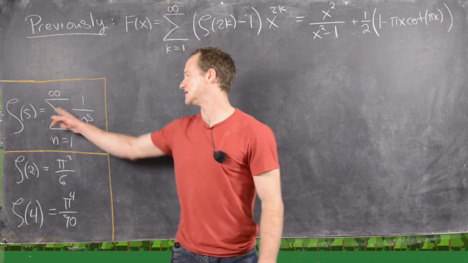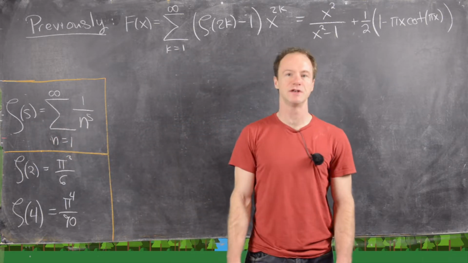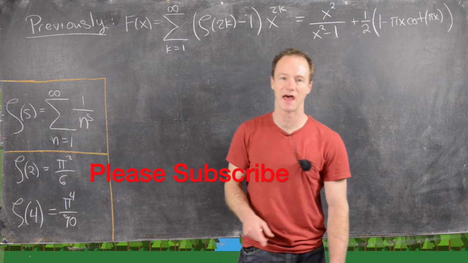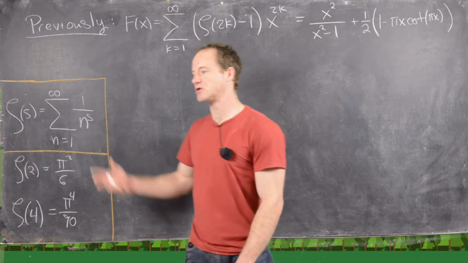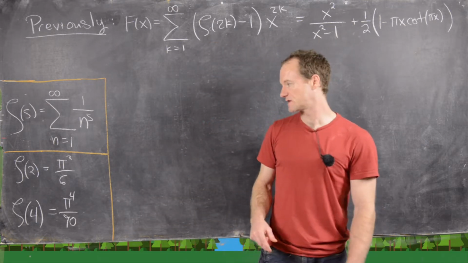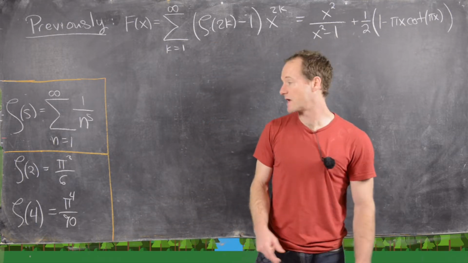Zeta of s is equal to the sum as n goes from 1 to infinity of 1 over n to the s. And I should say that technically the Riemann-Zeta function is the analytic continuation of this sum, but we won't really get into that.